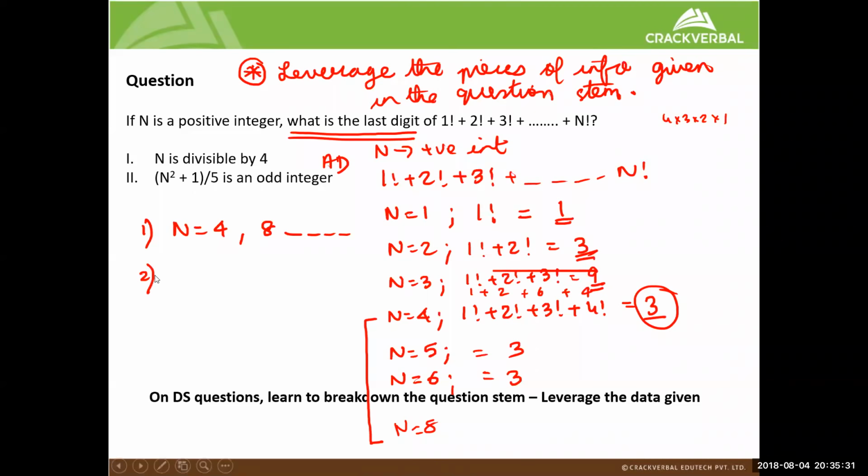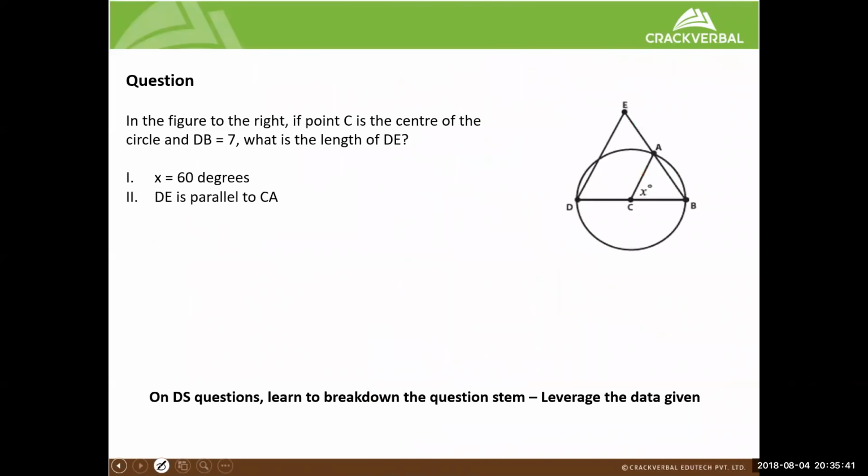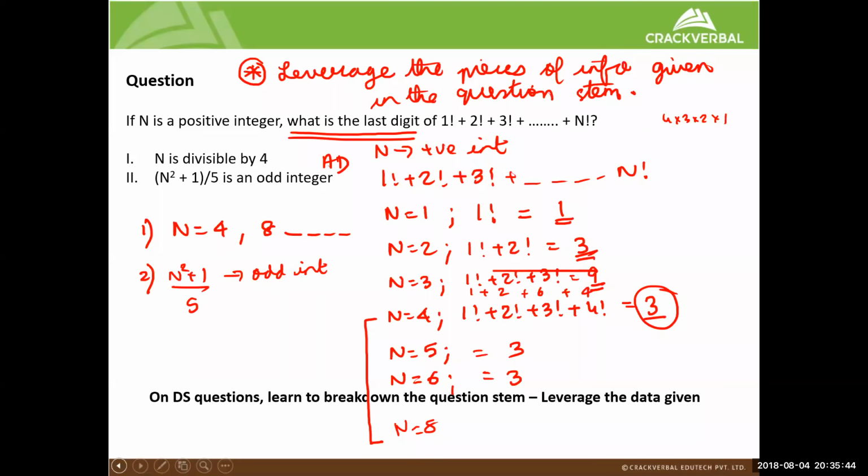Now let's go to the second statement. The second statement is one where you have to be a little careful. (n square plus 1) divided by 5 is an odd integer. There are two ways you can look at this question. You can put in values, or you can just analyze it. I know that n square plus 1 divided by 5 should give me an odd integer, so n square plus 1 has to be odd. And if n square plus 1 has to be odd, n square has to be even, because I need n square plus 1 to be odd. Perfect. That's one way to look at it.